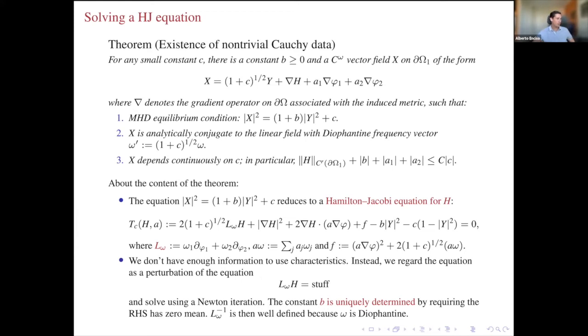Instead, the way we want to understand the equation is that we isolate this first part of the equation, and we understand this as a perturbation of this linear equation: L omega of the unknown function H on the torus equal to something. L omega just means that you take the derivative of the function H in the direction of the constant vector omega. In principle, this is not so bad. Since omega is Diophantine, as long as the right-hand side has zero mean, and that's something we can ensure by picking the constants in a suitable way, in particular using the constant B, we have a unique solution, and it satisfies nice bounds because the frequency is Diophantine. So this way, we know we can do something.